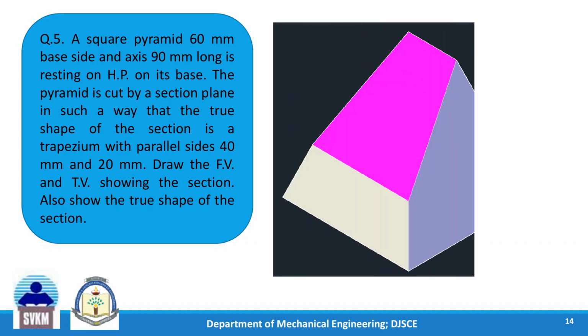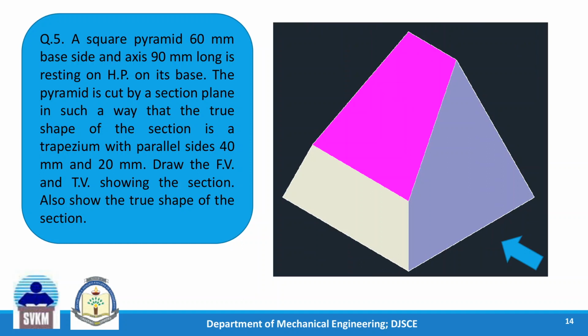Just imagine that the solid is positioned in such a way that two of the base edges are parallel to VP now, and it is being cut by an inclined cutting plane such that this is a trapezium. Okay, the top view section is a trapezium, and this is 20 mm and this is 40 mm. So we have to draw this first and then get the inclination. Let us see the solution of this.